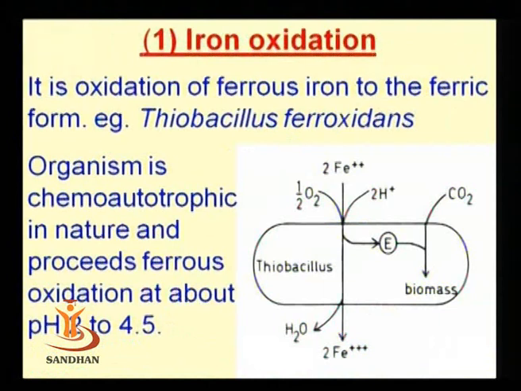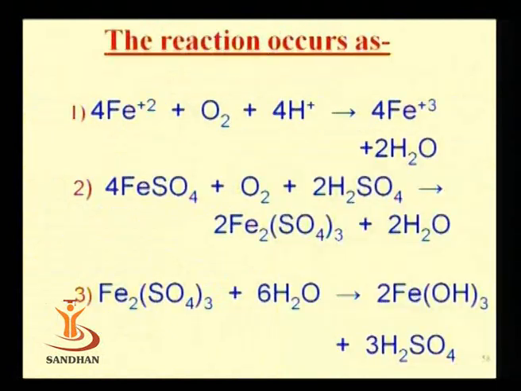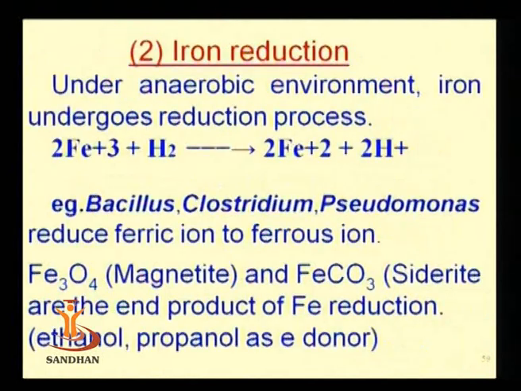First is iron oxidation, that is conversion of ferrous ion to ferric ion, which normally is carried out by Thiobacillus organism at 2 to 4.5 pH. This is the reaction which shows conversion of ferrous ion to ferric ions. The second is iron reduction, which normally occurs under anaerobic conditions, whereby Fe3+ is converted to Fe2+ by organisms like Bacillus and Clostridium.